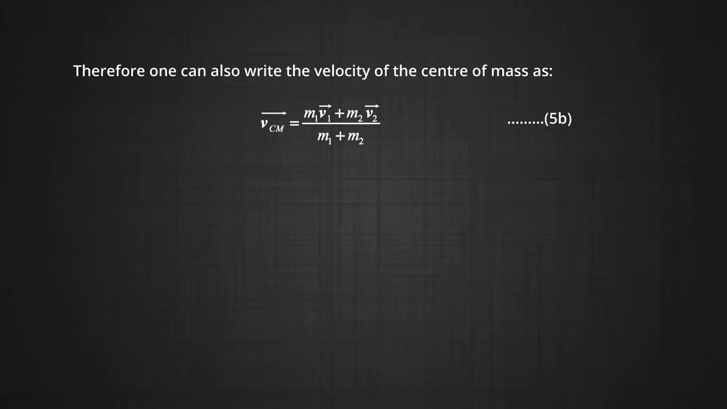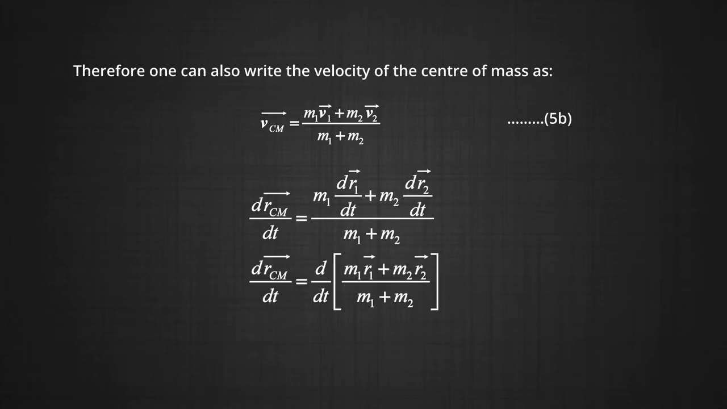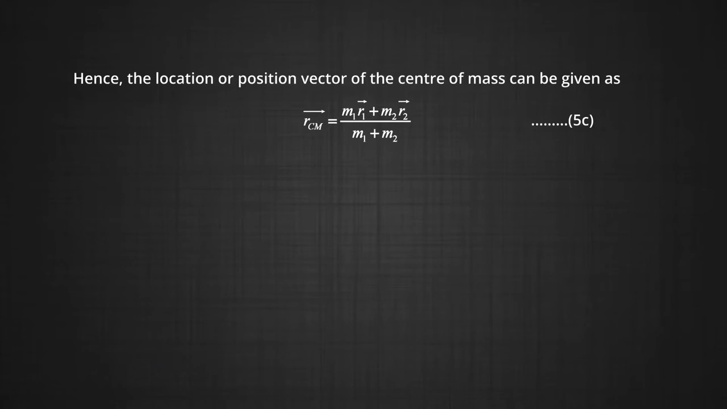So, the left hand side becomes the derivative of the position vector of the center of mass, and the right hand side we can write as m1 dr1 by dt plus m2 dr2 by dt, whole divided by m1 plus m2. We can write d r_cm by dt is equal to d by dt of (m1 r1 plus m2 r2) upon (m1 plus m2). Therefore, the position vector of the center of mass can be given as R_CM is equal to (m1 r1 plus m2 r2) upon (m1 plus m2). This gives us equation number 5c.